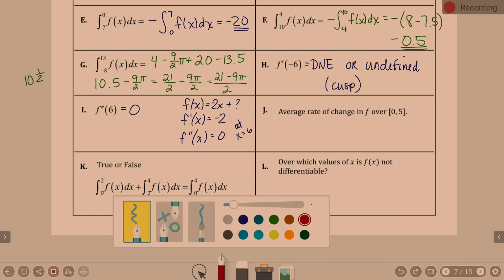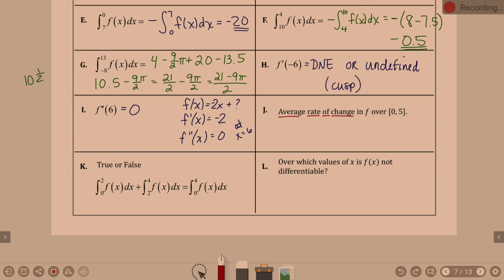Average rate of change. Says it right there in front of you. So Hannah says AROC. How do we set up AROC? f of b minus f of a over b minus a. So f of b minus f of a is going to be f of 5 minus f of 0 over b minus a, which is 5 minus 0.